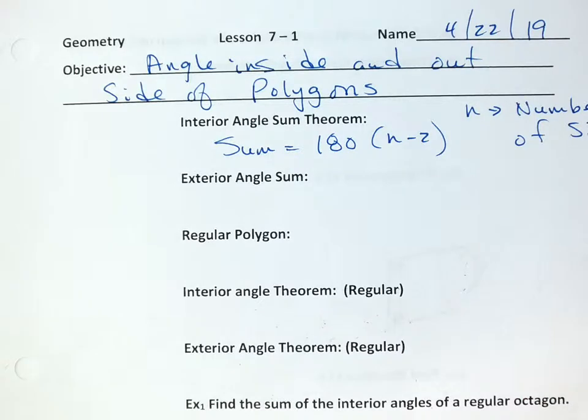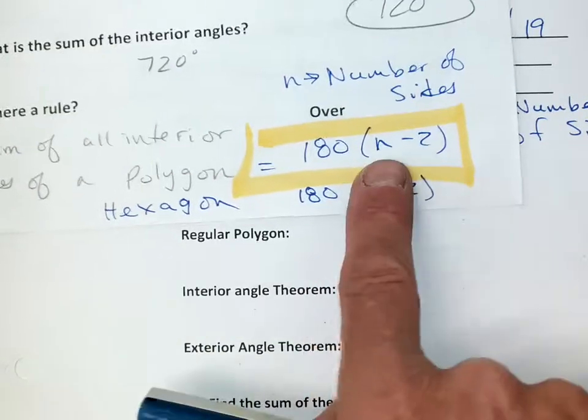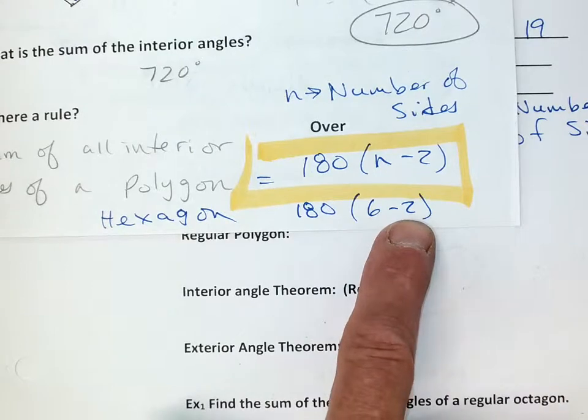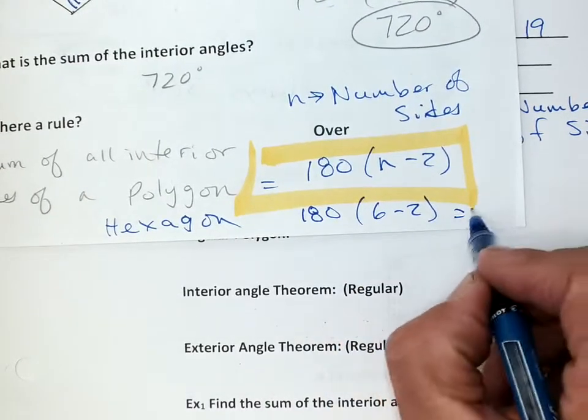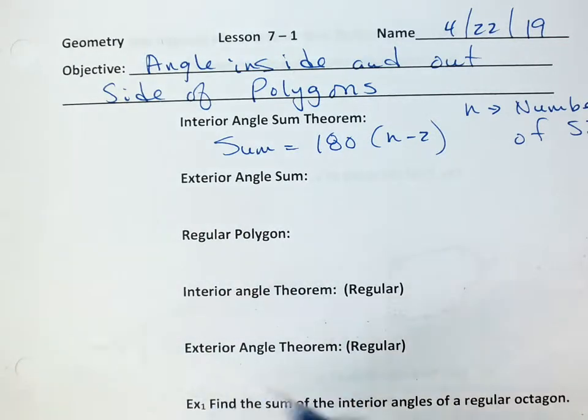Okay, and we did that. We actually used it for a hexagon. We took our hexagon, it had 6 sides, and we plugged it in. We used our formula, we plugged the 6 in, 180 times 6 minus 2, and it turned out to be, in this case, 720 degrees. Okay, easy, right? Just plug the number in and use your calculator.